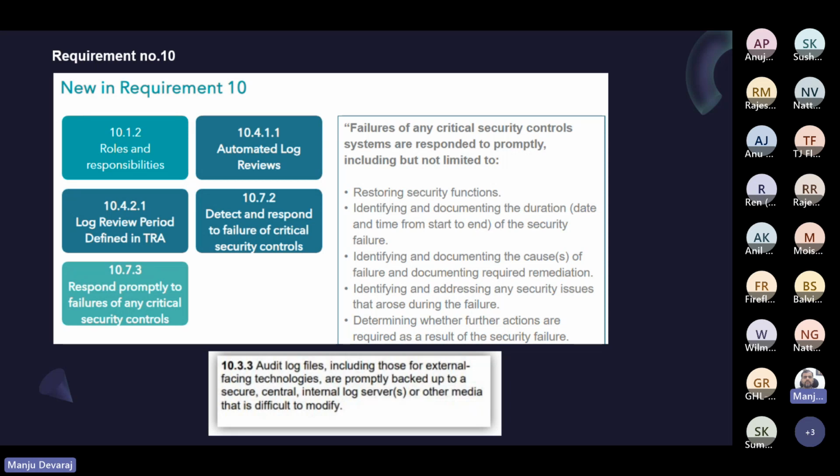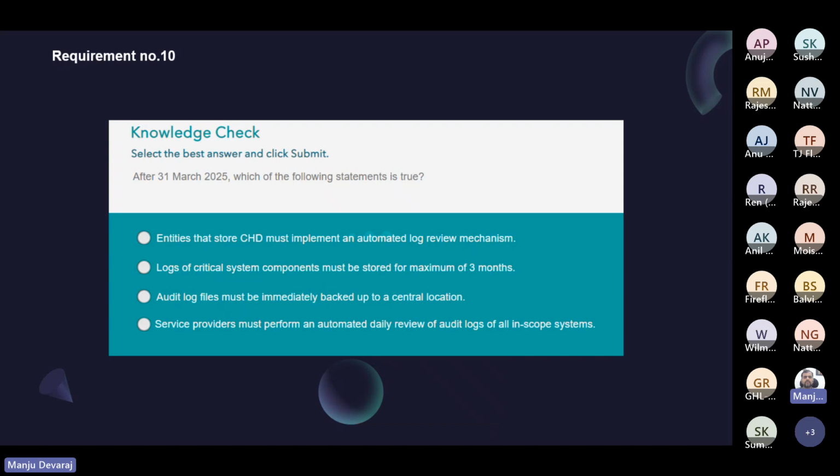Okay, that's good. Detect and respond to failure of critical security controls. This is one they have explicitly put in, saying you need to detect and respond to the failure of all the critical systems. So logging should be enabled, and this ties back to the incident response plan in requirement number 12. As an extension, respond promptly to the failure of any critical control. It should be covered under the IRP. So it ties back there.